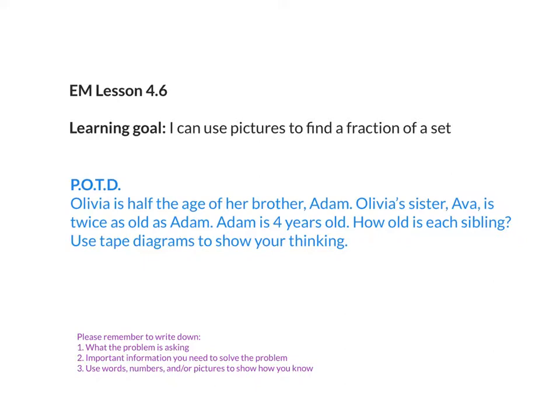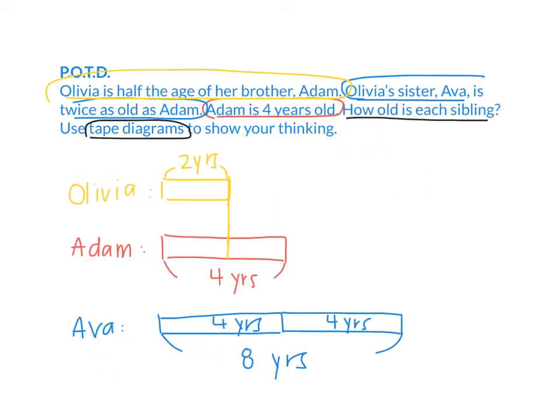Your learning goal for lesson 4.6 says, I can use pictures to help me find a fraction of a set. What that means is I can draw or use pictures that are given to me to find a fraction of a set of items, a set of numbers, a set of objects. You should have gone over the problem of the day with your substitute today, but here is how you can use tape diagrams to find the ages of Olivia, Adam, and Ava.